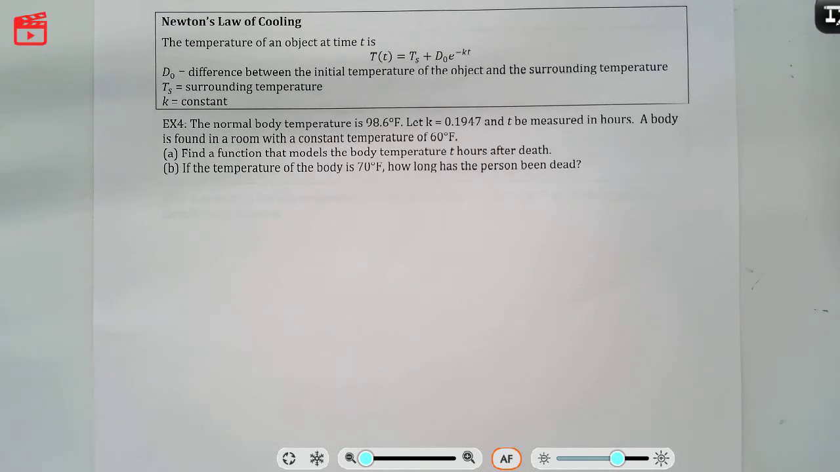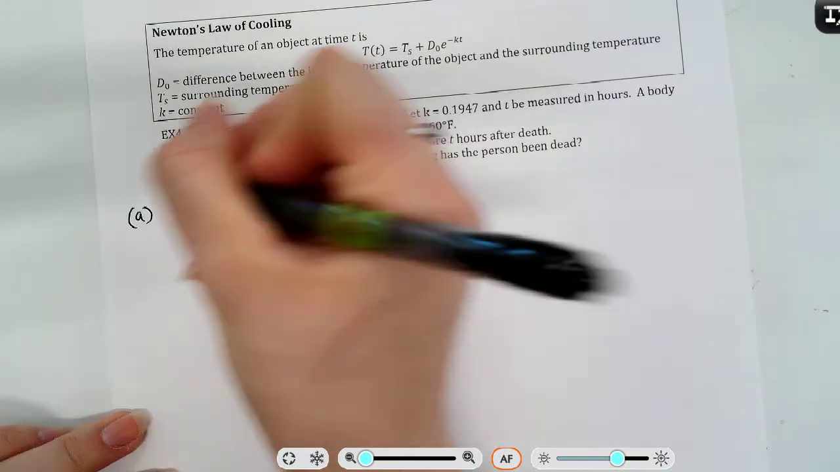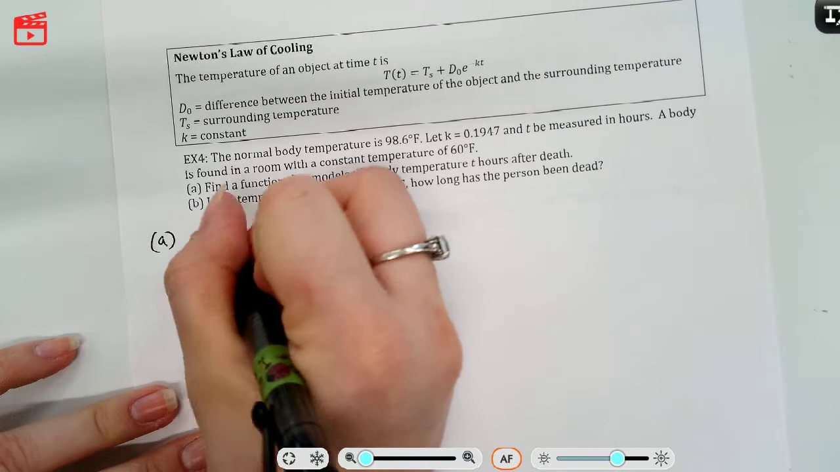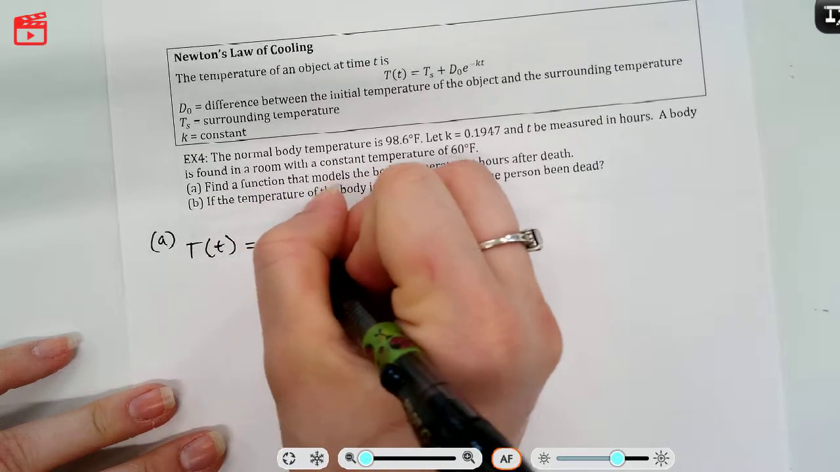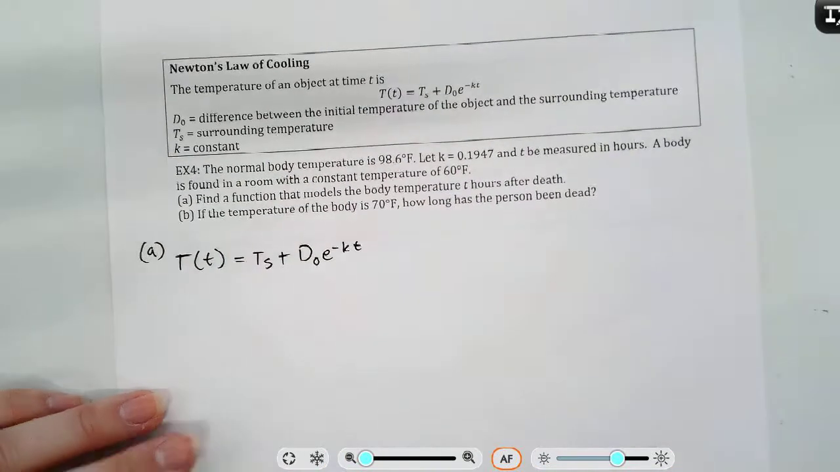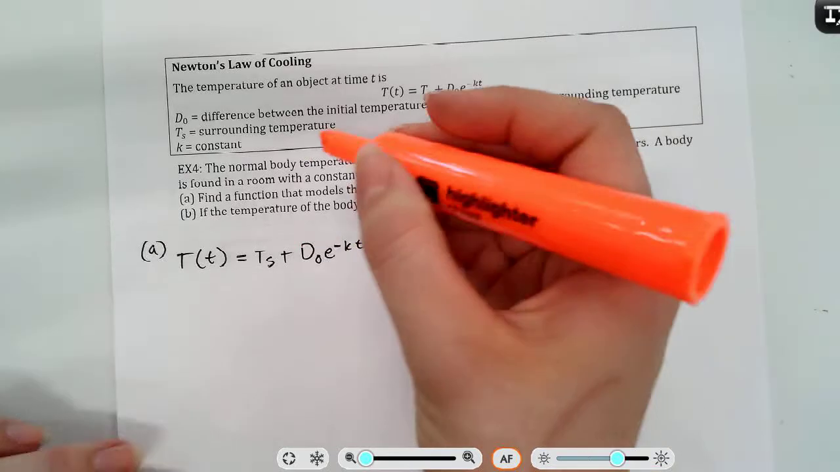So a body is found in a room with a constant temperature of 60 degrees Fahrenheit. Interesting. So there's a body in a room, and the temperature of the room is 60 degrees Fahrenheit. Find a function that models the body temperature t hours after death. I don't know, kind of an interesting problem to me. So let's find that function. What do we know? Well, we're going to use our given function, and we're going to fill this out. We know the normal body temperature is 98.6.